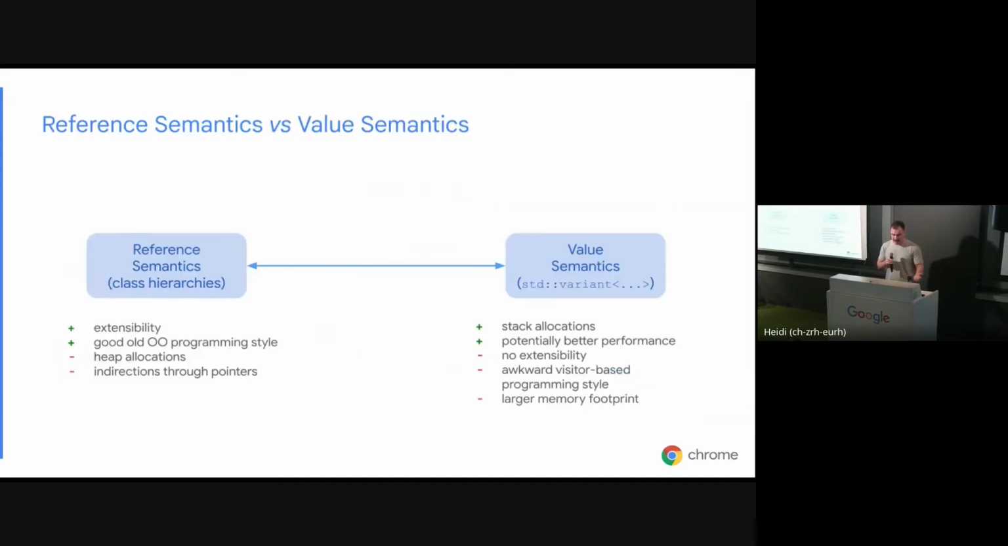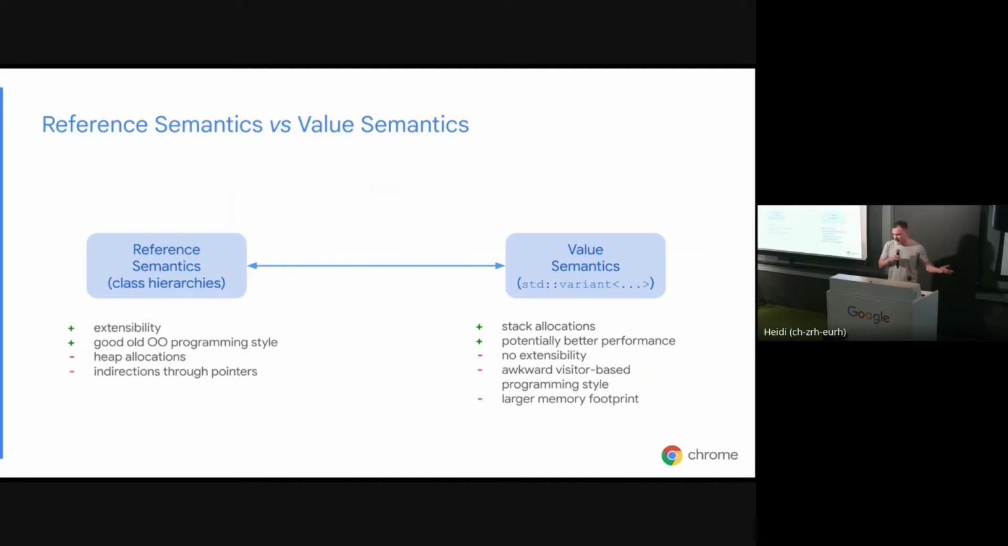Okay, right. So if we look at what we have in C++, we can have reference semantics and value semantics. With reference semantics and class hierarchies, we usually can follow good old object-oriented practices, right? And the code can be extendable. We can add new classes, we can add delegates that can forward to the existing classes and so on. But at the same time, we have heap allocations, we have indirections and so on.